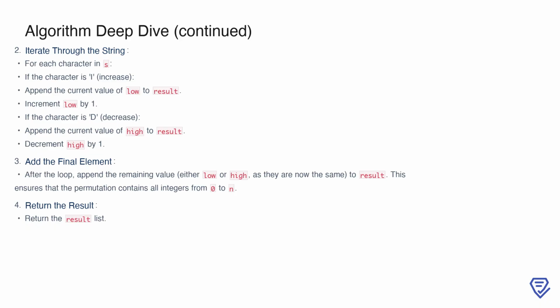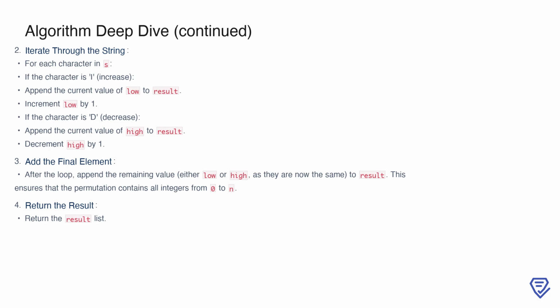If the character is I, it means we need to append the smallest available value to the permutation. In this case, we append the value of low to the result list and then increment low by 1. On the other hand, if the character is d, it indicates a decrease, so we append the largest available value, which is high, to result and decrement high by 1.